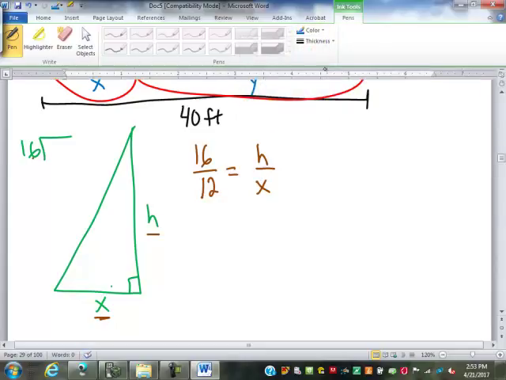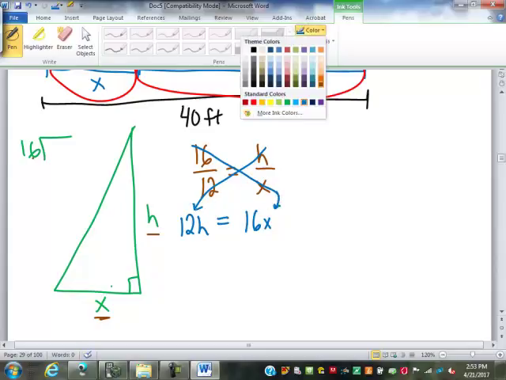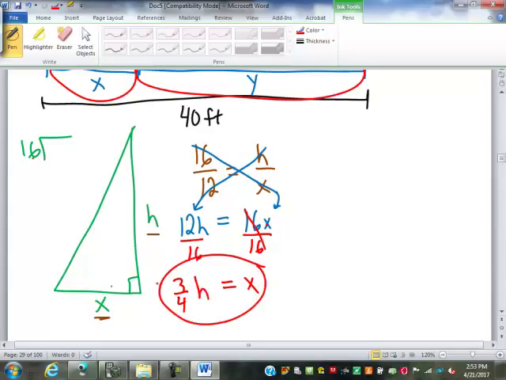Now we've solved proportions by cross multiplying and dividing. But before we did that, I showed you that one other way to solve proportions is just cross multiply. So going this way, 12 times h is 12h. Going this way, 16 times x is 16x. And those cross products have to be equal. What I'm going to do here is solve for x by dividing by 16. So that's x. 12 divided by 16 is 3/4 h. So x is equal to 3/4 of h.